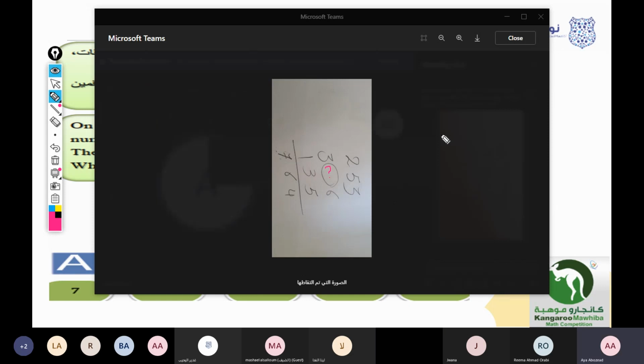Mashal, Lena, Joanna, Banan, Farida. Now the next question. What are the missing numbers? No, I don't need the missing numbers. I need the sum. The sum of the missing numbers. Try again, Mashal. Mashal, try again and add the two missing numbers.